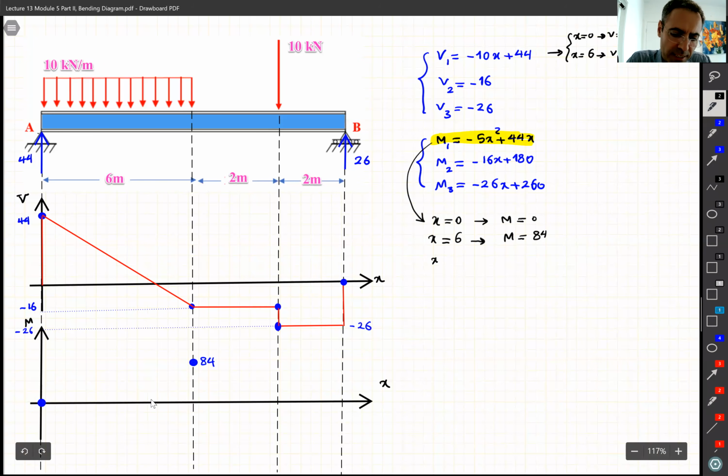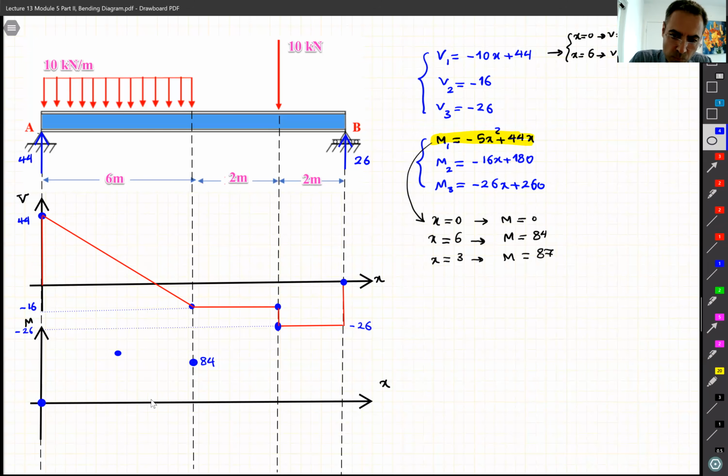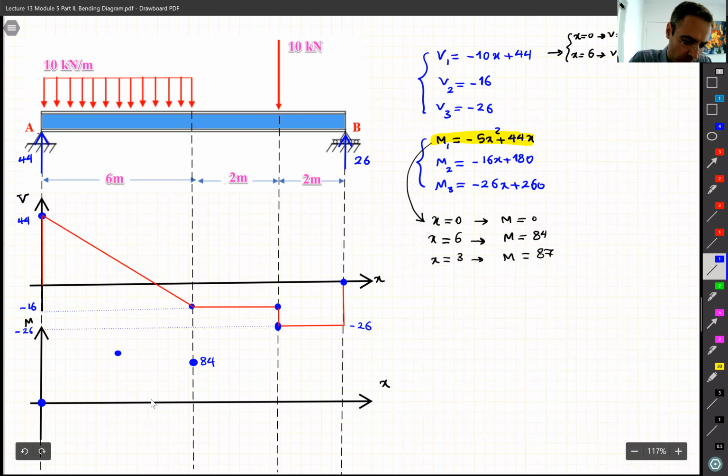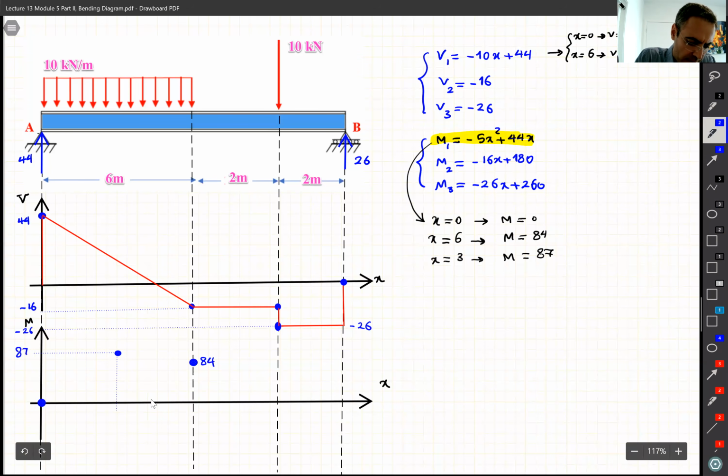So let's put x equal to, in the middle, 3, right? If I put 3, it gives me 87. So 87 is a little bit higher, so I'm in the middle. Maybe this is 87. So this is the middle, and this is 87. I write it down, all right?